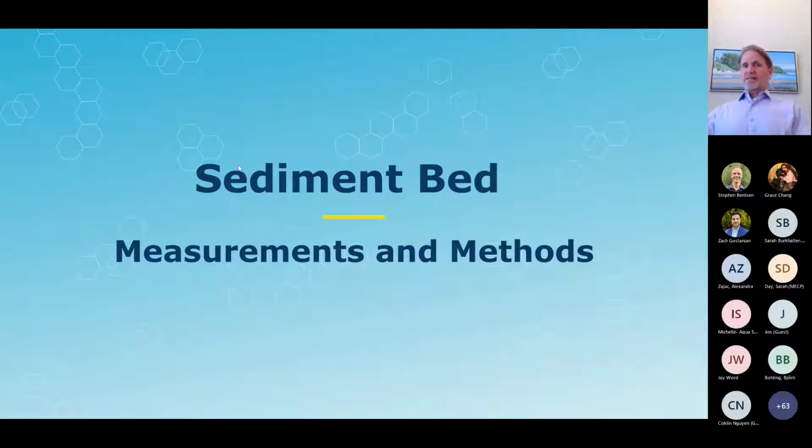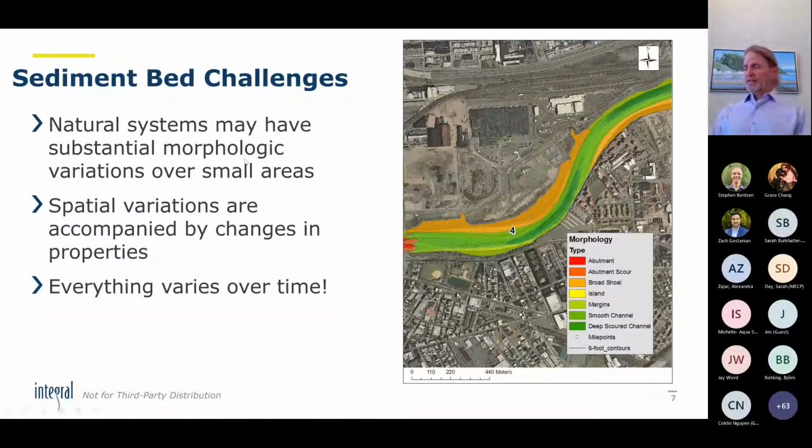I'm going to start off with the sediment bed and looking at what's happening in the sediment bed, and then Grace is going to look more into the water column. The sediment bed, if we're going to start at the bottom where things start often in these systems and where contaminants are often concentrated, the sediments in a system are complex.